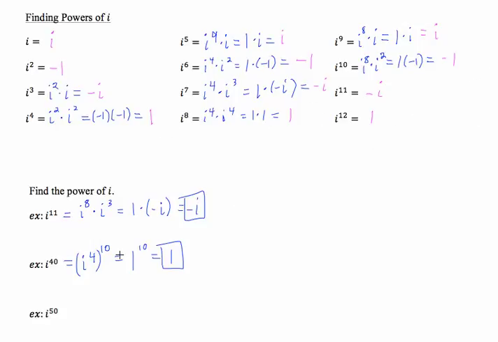i to the 50. 50 is not divisible by 4, but we could break it down into, let's see, the biggest number that's less than 50 that is divisible by 4. You might have to play with your calculator a little to figure it out. That's fine. It's going to be 48. 48 is divisible by 4. So I could break this into 48 and 2. So i to the 48th we know is 1, and i squared we know is negative 1. So we get negative 1.